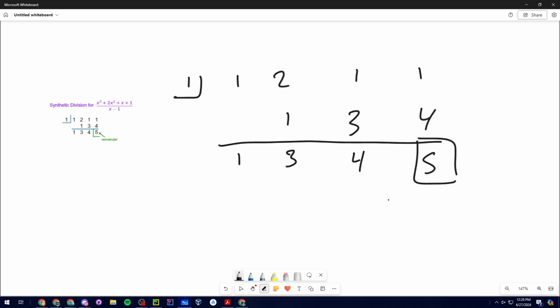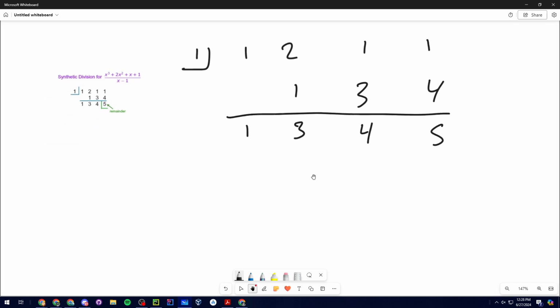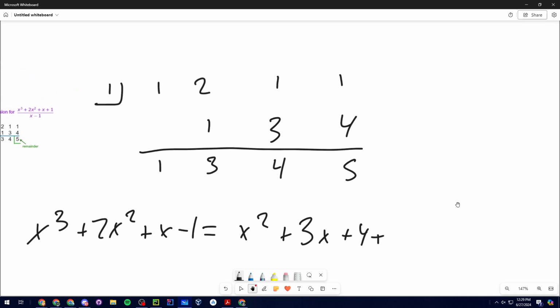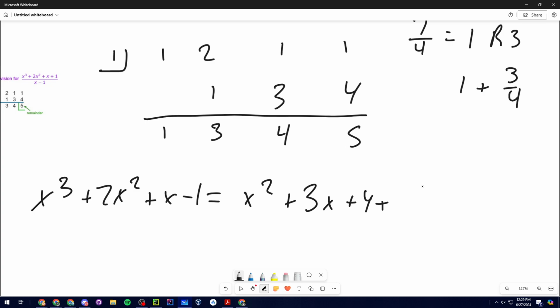5 is your remainder. And what this means is that x cubed plus 2x squared plus x minus 1 is equal to x squared plus 3x plus 4. Notice how we use these coefficients. And what is this 5? 5 is the remainder. How do we write a remainder normally? Say if we have 7 divided by 4, that's equal to 1 remainder 3, or 1 plus 3 over 4. Using that same thing, it's just 5 over your binomial, which is x minus 1.